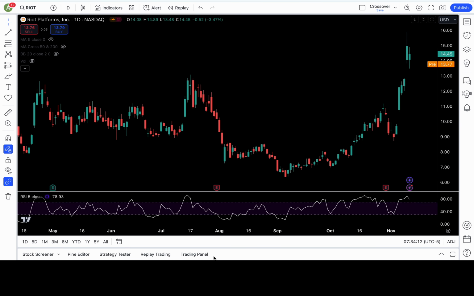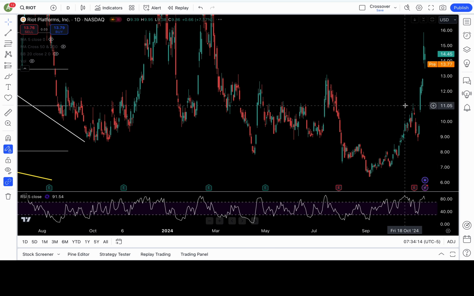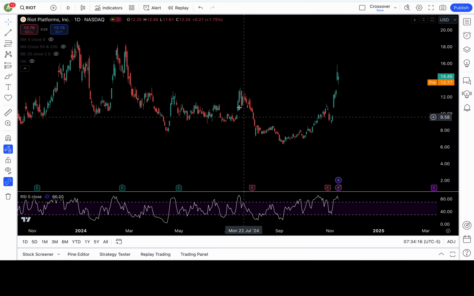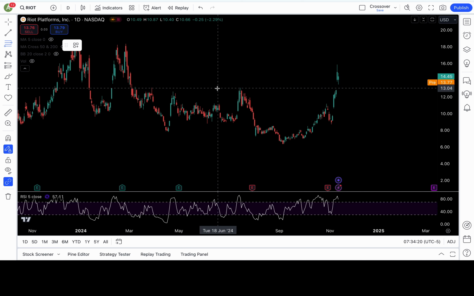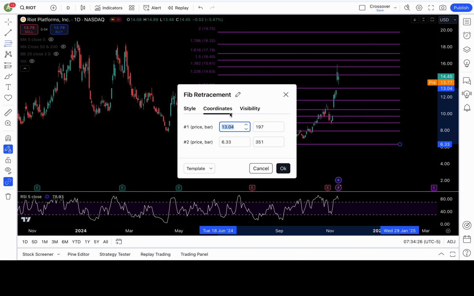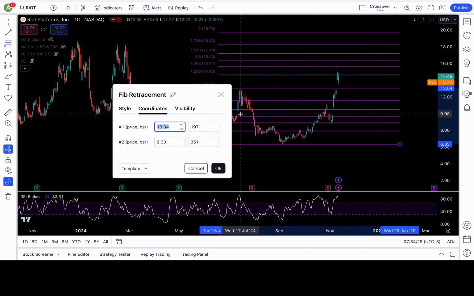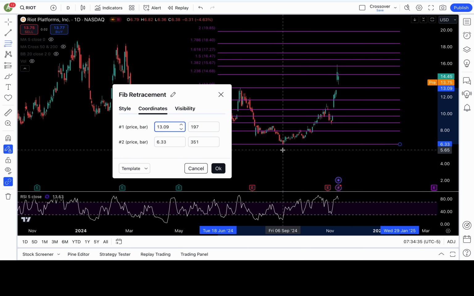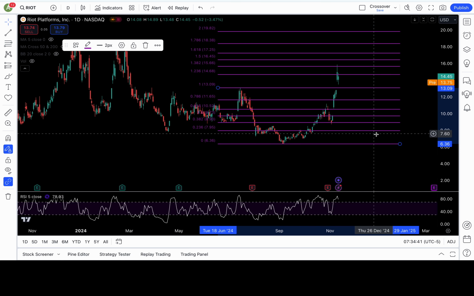Riot, I don't have any levels for Riot. Let me get us some levels here. You guys know what I'm about to do. You see this pivot high and this pivot low. Uncle's going to add some fib levels right there, pivot high right down to the pivot low. And that's how I get my Fibonacci levels. I try to make sure the coordinates are correct. So the pivot high that I'm looking at is the July 17th high, which is at 13.09, and then the low is the September 6th low, which is at 6.36. Okay, now we got the coordinates correct.